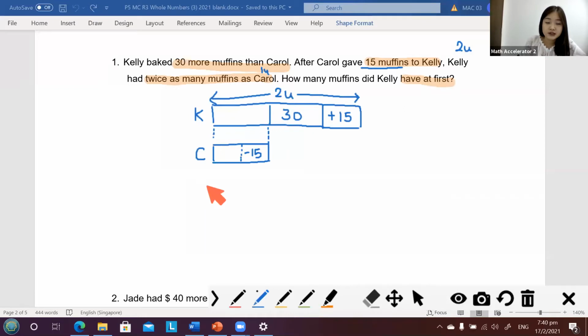And then as for Carol, the 15 is no longer there. So she would have 1 unit left over here, which does not include the 15 because she's already given it away. Okay, so far so good. So this is 2 units. This is 1 unit. So what is this part here? How many units is this portion here? The one in green. How many units?